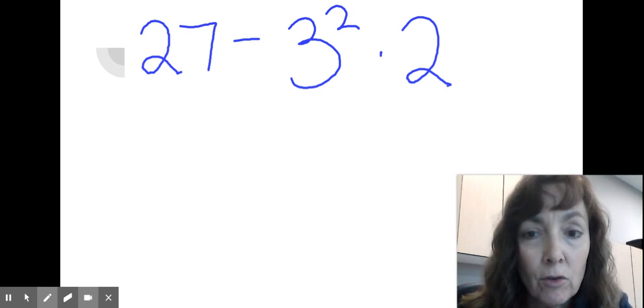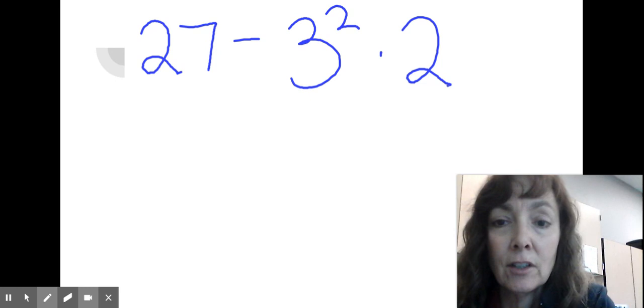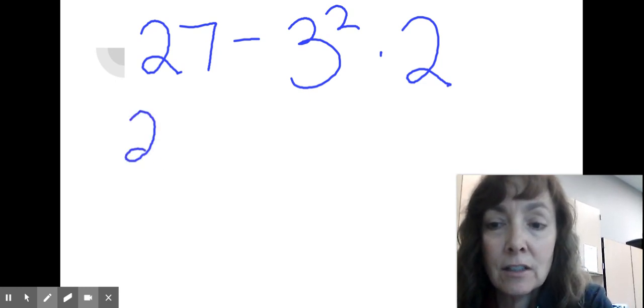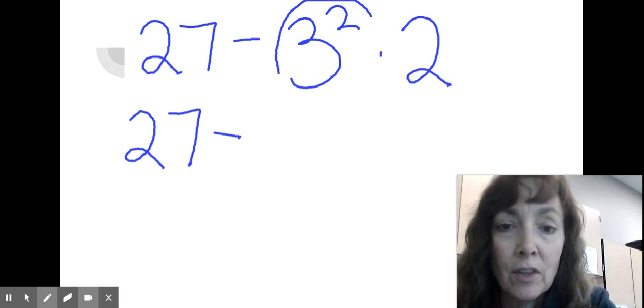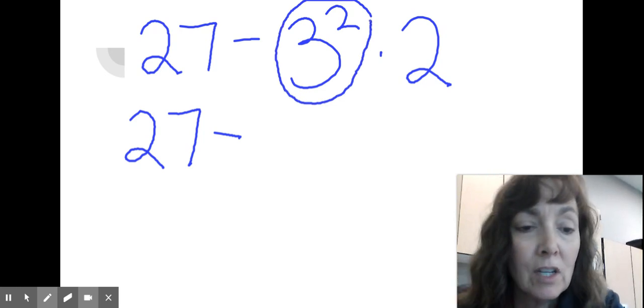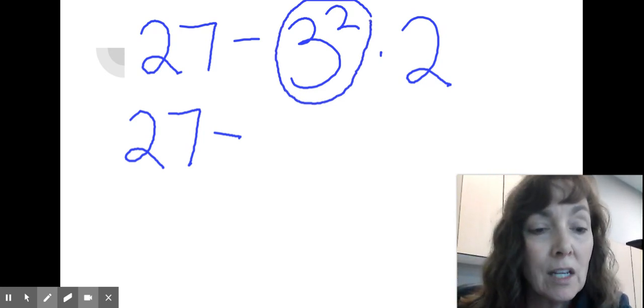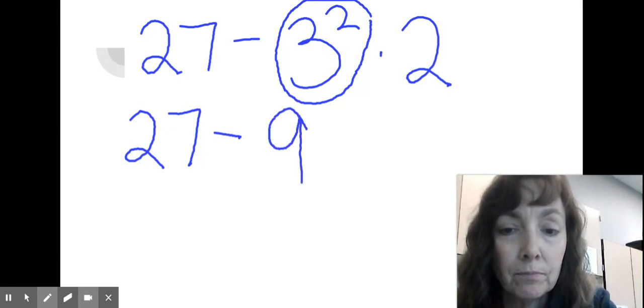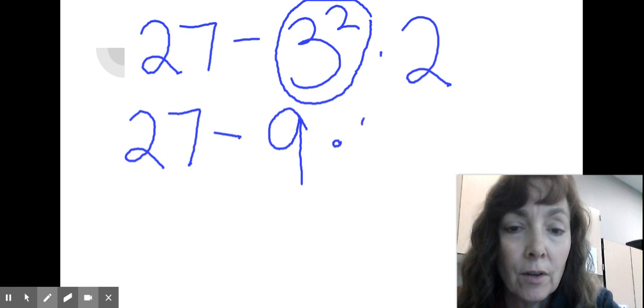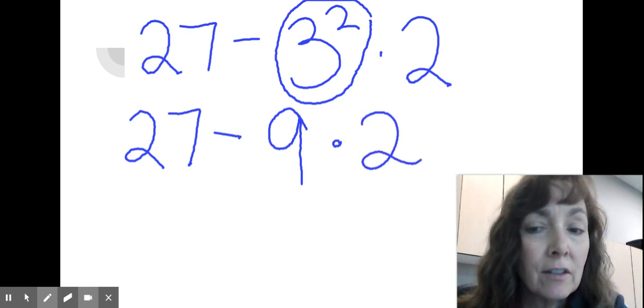So let's just go through what we know here. We can't deal with the subtraction yet, so we're just going to leave it here. We are going to deal with this exponent. The exponent 3 to the second power means 3 times 3, and 3 times 3 is 9. And then we'll just bring everything else down.